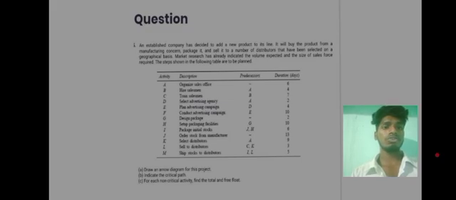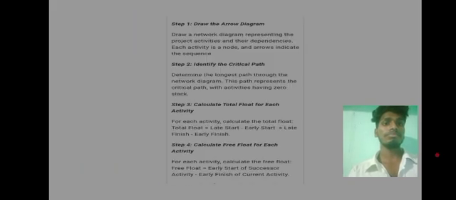Draw an arrow diagram for the project. Indicate the critical path for each critical activity. Find the total float.